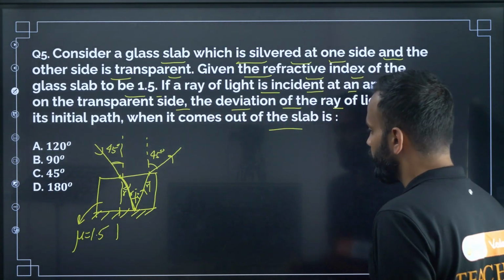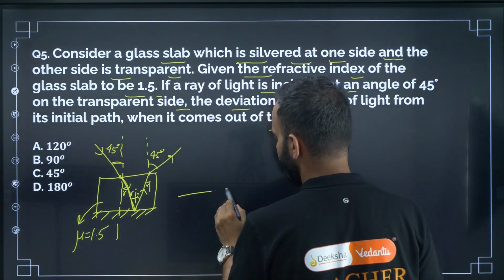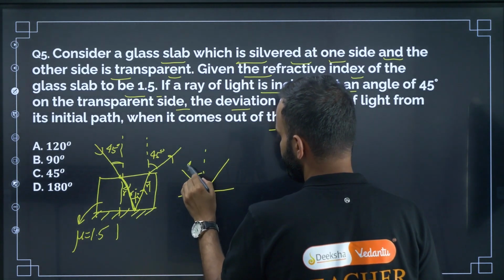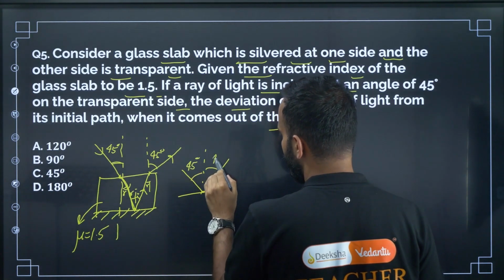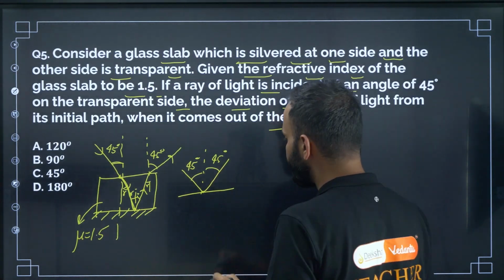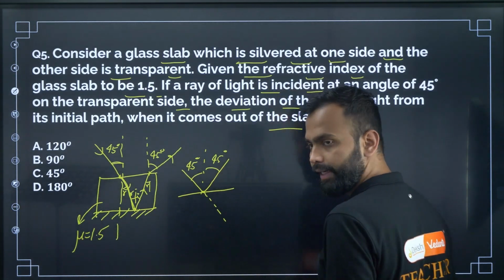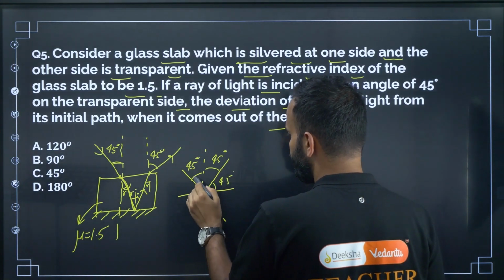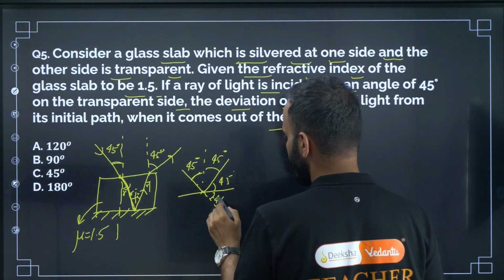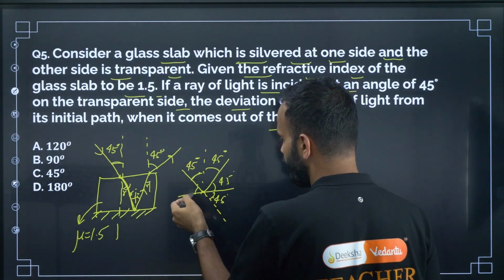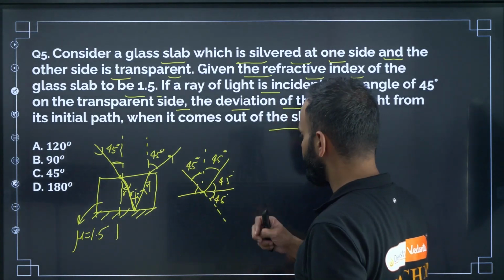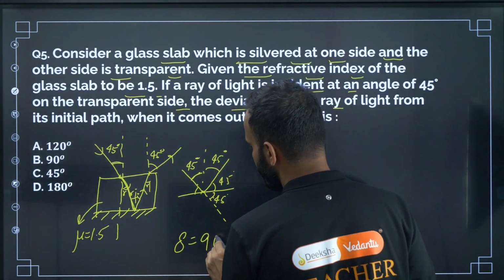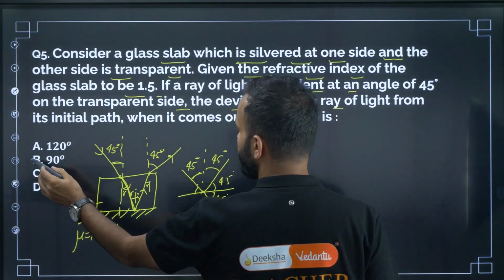Now I can redraw this diagram like this, 45 degree and 45 degree. So I need to find the deviation. So extend this line. If this angle is 45, then this angle will also be 45. So opposite angles, 45 degrees. So 45 plus 45, 90. Angle of deviation delta is equal to 90 degree. So the correct option is B.